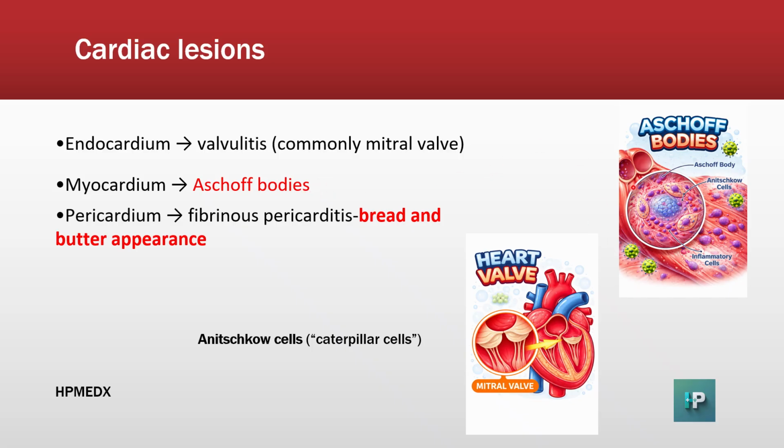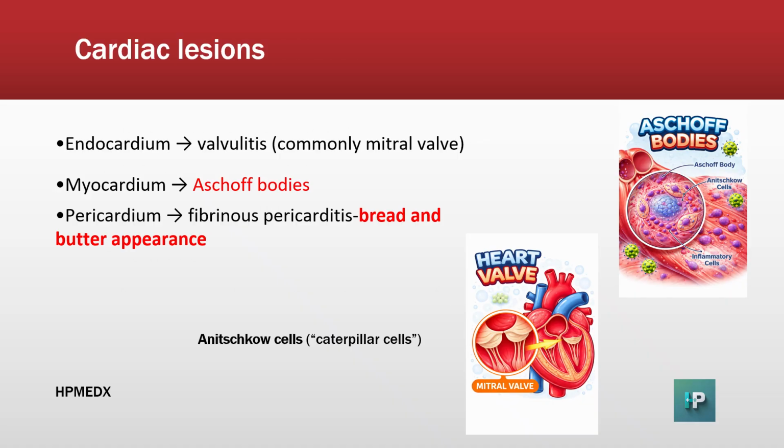Here you can see it is a focus of granulomatous inflammation. It is surrounded by various cells called Anitschkow cells or caterpillar cells, which are a form of macrophages. And then pericardium. Here there will be fibrinous pericarditis, which appears like bread and butter.